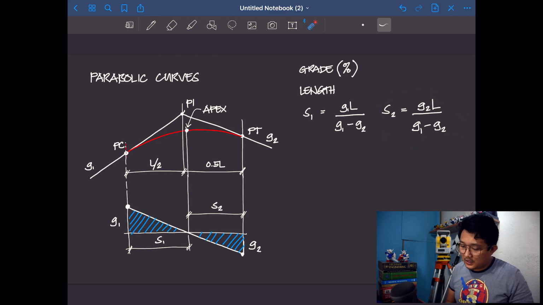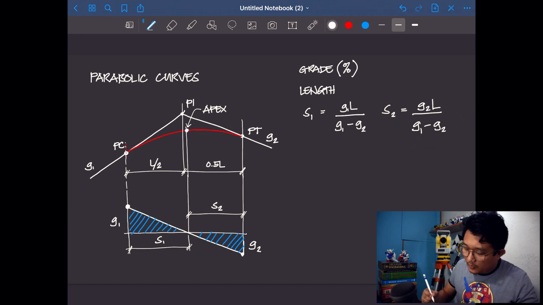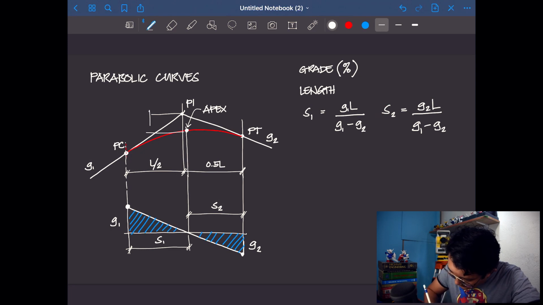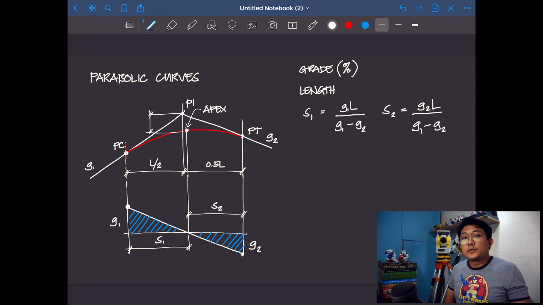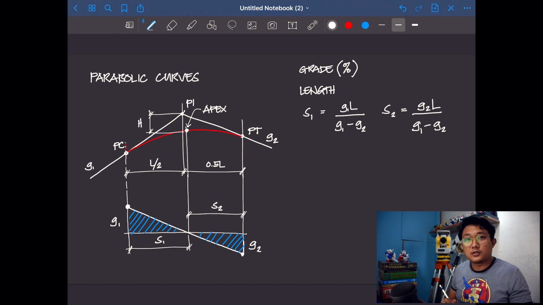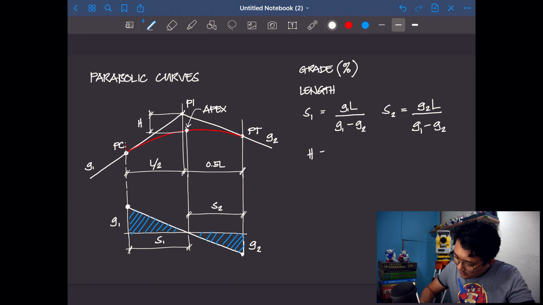So what else? What other elements can we get from here? Another element is the distance from PI to the curve. Now, in your horizontal curve, we call this the external distance. In parabolic curves, we just use the value h. So, h has a formula of L over 8 times G1 minus G2.